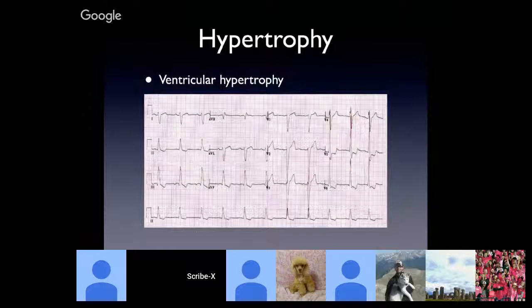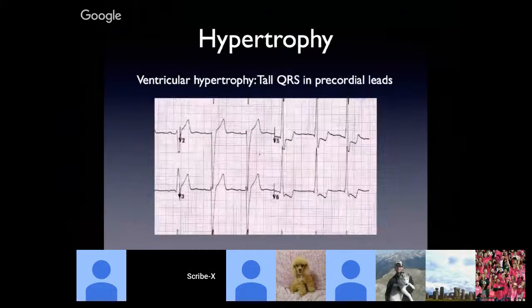It means your blood pressure has been high for too long, your heart has bulked up, and you have extra heart muscle there causing this extra large signal. And over years, that can result in strain and set you up for things like heart attacks. The tall QRS in the precordial leads.